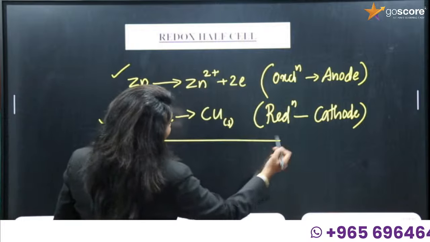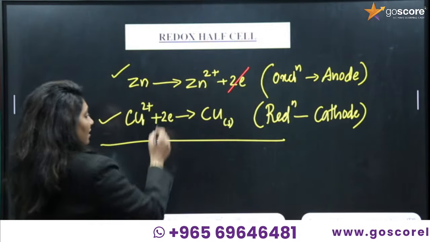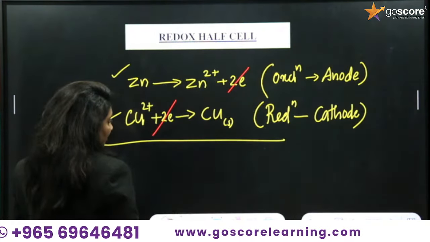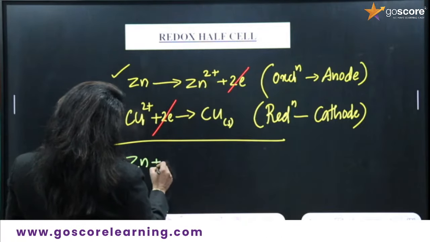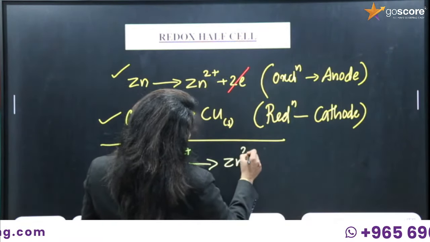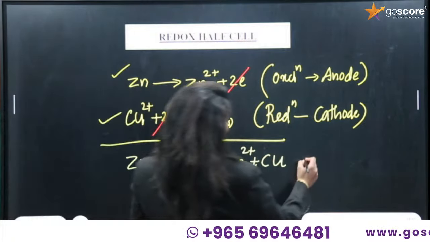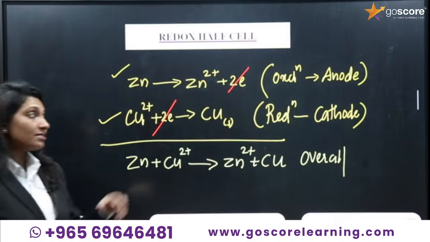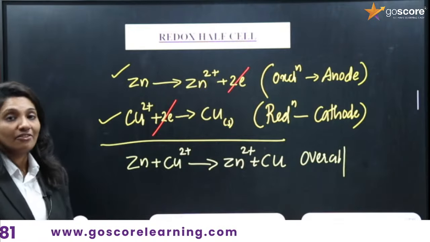Now let's see how we can represent the overall reaction. While writing the overall reaction, the 2 electrons on the right side and the left side will get cancelled. And how can we represent this overall reaction? On the left hand side, zinc plus Cu2+ ions converting into Zn2+ plus Cu. That is the overall reaction. In this overall reaction there are two parts: the oxidation half cell and the reduction half cell. That is what we call the redox half cells.